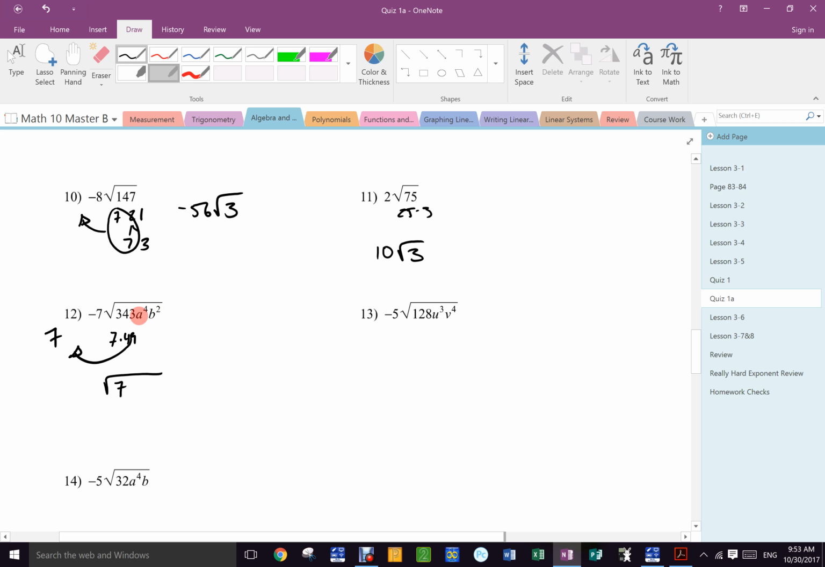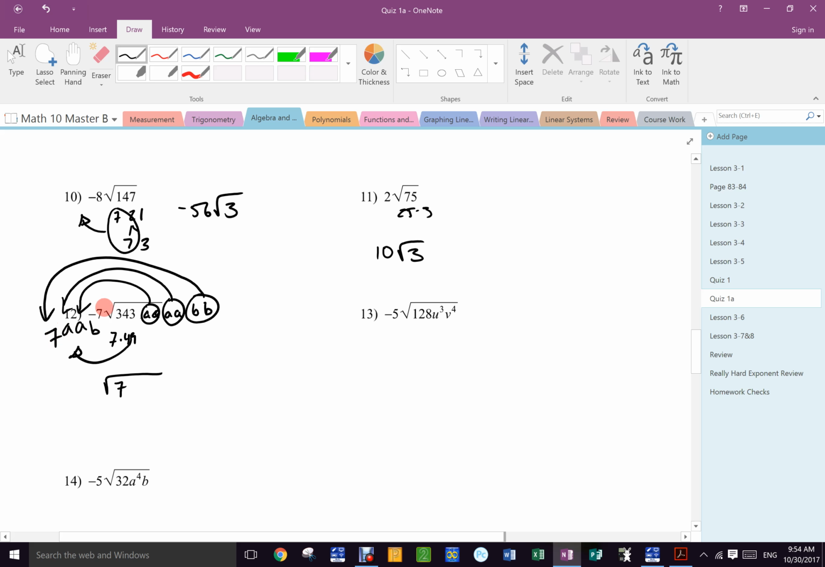If I am bad at learning the shortcut here, but I remember Mr. Myers said if we wrote it out, we'd always be able to figure it out. So a to the 4th must be aaaa, and b squared must be bb. Is there a group of 2? So what comes out? A. Is there a group of 2? So what comes out? Another A. Is there a group of 2? So what comes out? B.